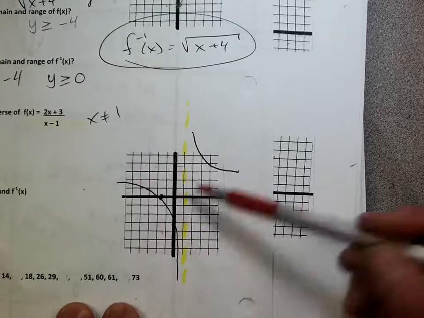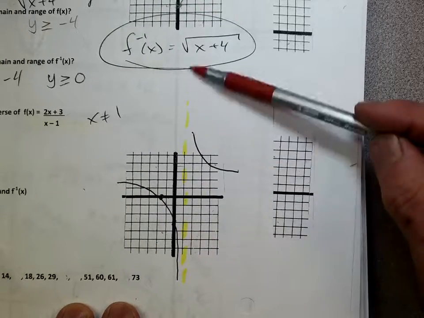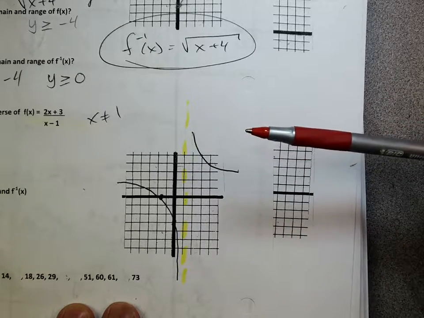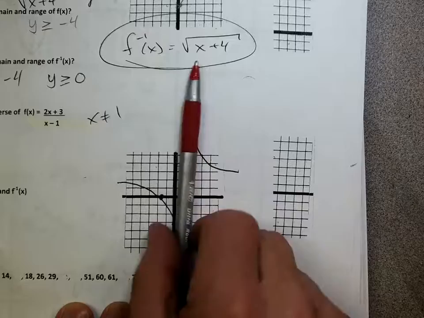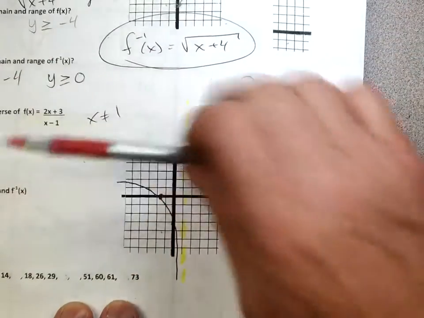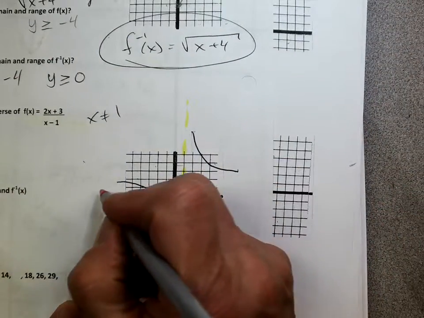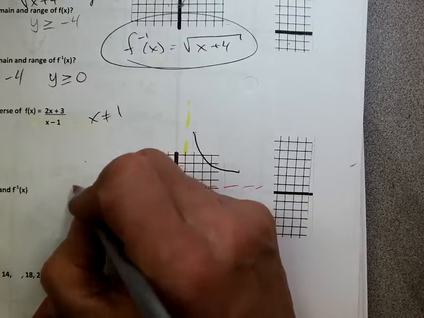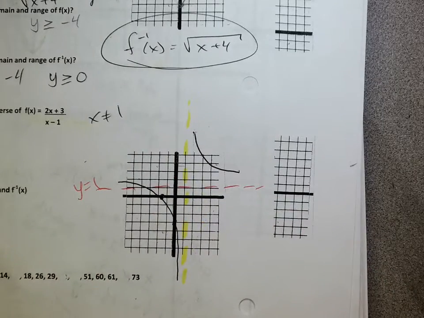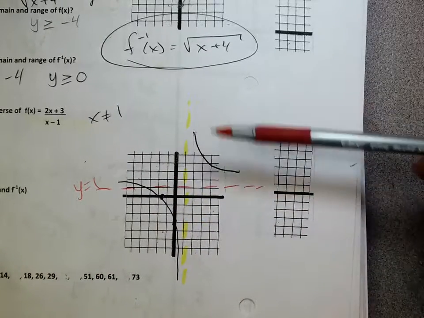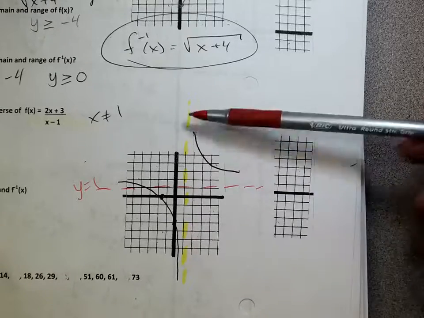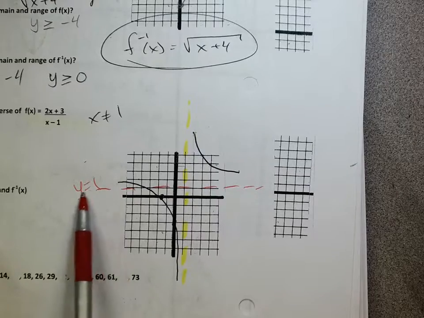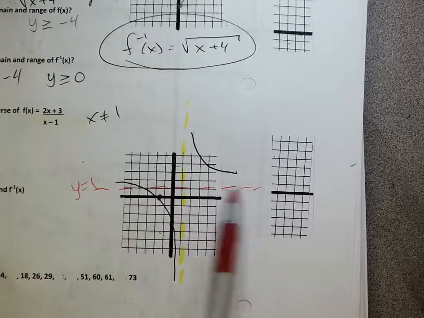So the inverse, if it has a vertical asymptote, then the inverse would have a horizontal asymptote because the x becomes the y. So for the inverse, we're going to have a horizontal asymptote at y equals 1. Do you remember x and y switch places, right? So the original graph has a vertical asymptote at x equals 1. For the inverse, it's got to be just the opposite. It's got to have a horizontal asymptote at 1.